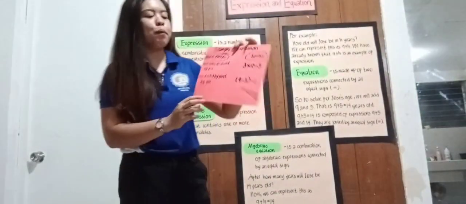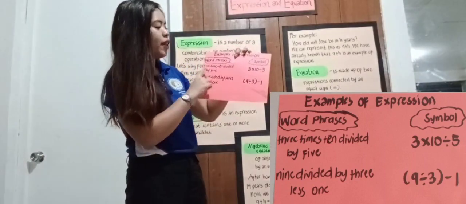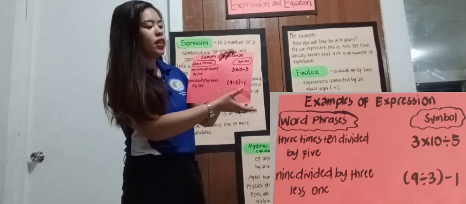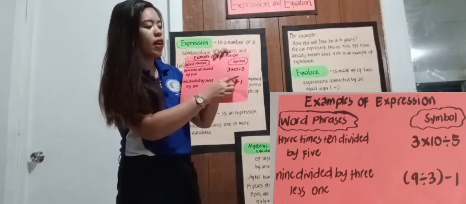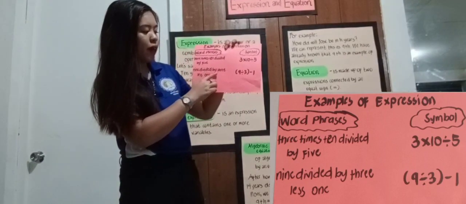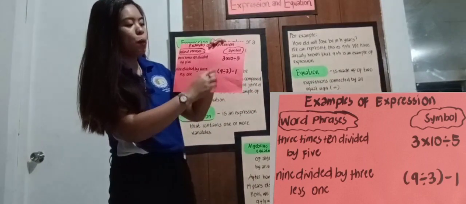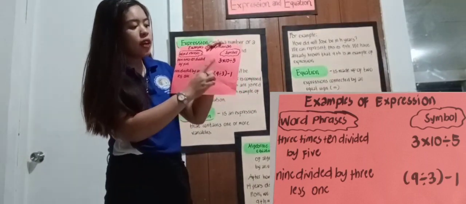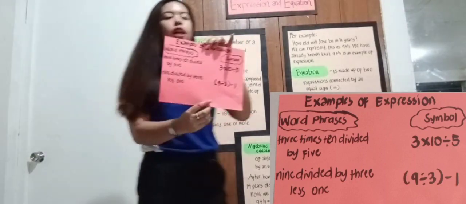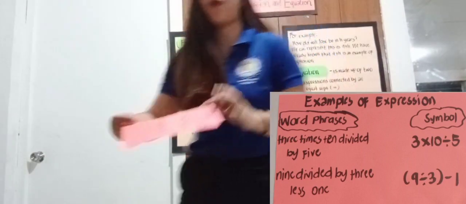Now, I have here examples in word phrases and in symbols. Number 1, 3 times 10 divided by 5. This can be written in symbol as 3 times 10 divided by 5. Number 2 is 9 divided by 3 less 1. This can be written in symbol as open parenthesis 9 divided by 3 close parenthesis minus 1. Do you understand the examples, class? That's right.